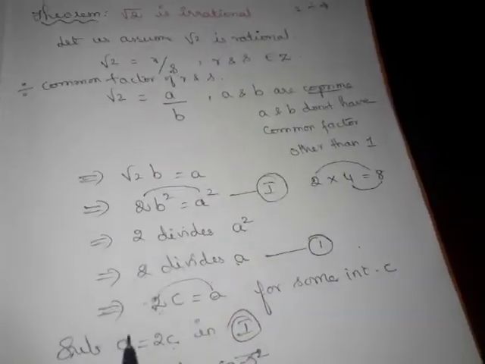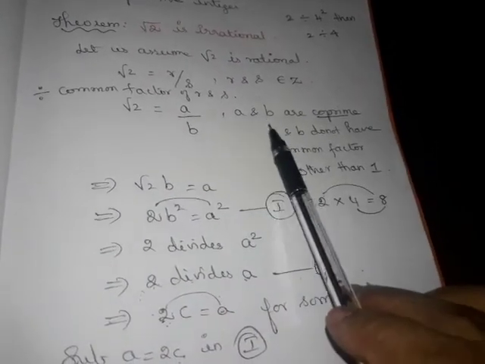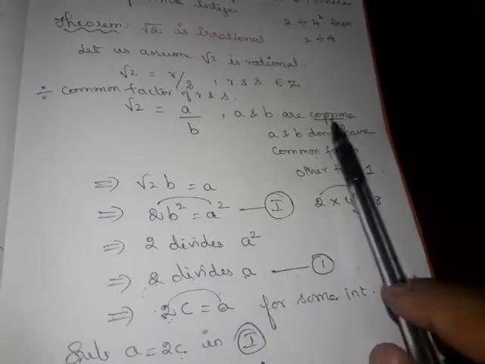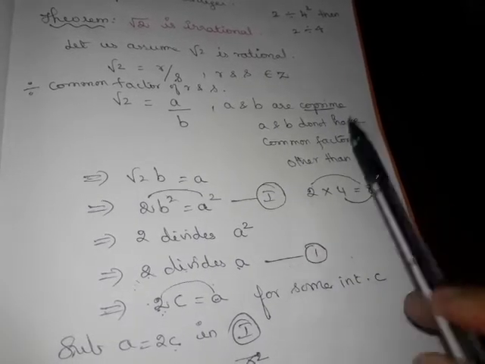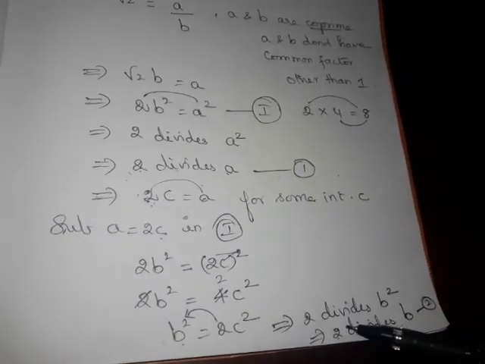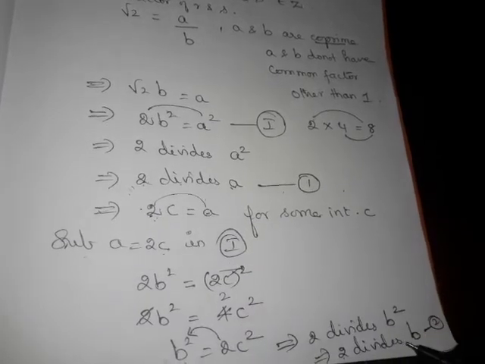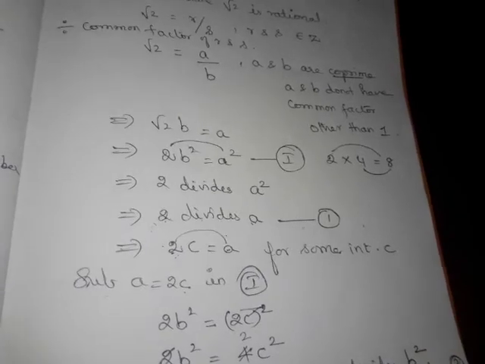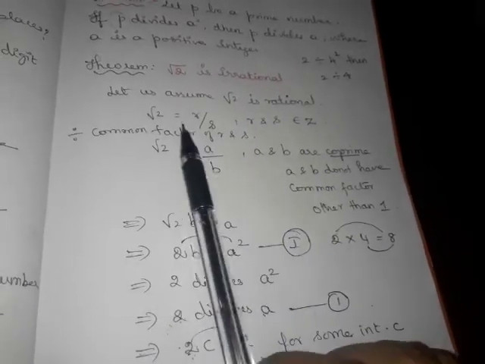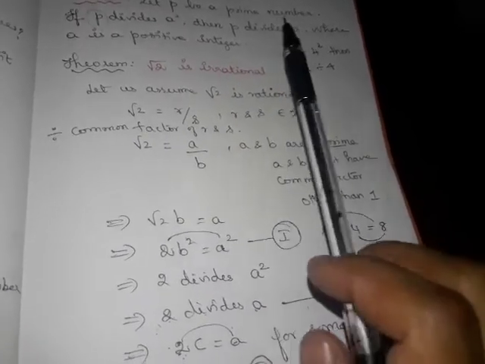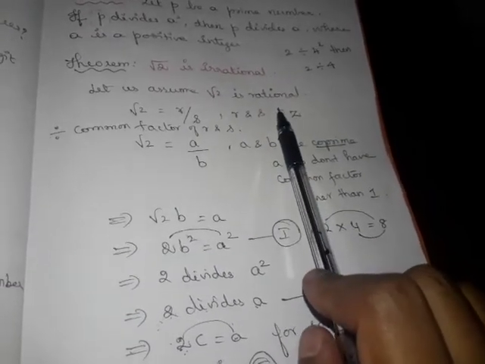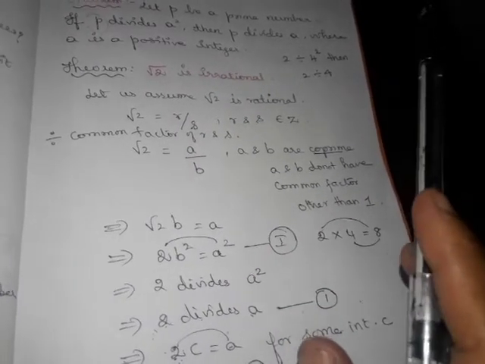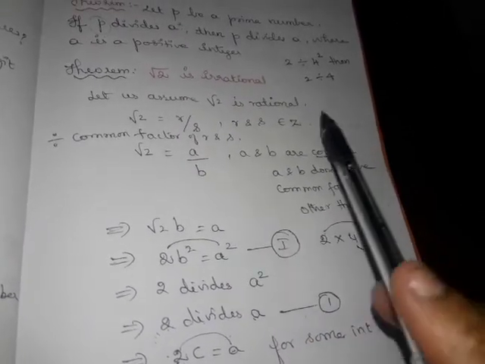But this is contrary to our statement that a and b are co-prime. Yes or no? We started initially with a and b being co-prime, which means a and b do not have a common factor. But we arrived at a condition that a and b have 2 as a common factor, which is a contradiction. Why did we arrive at a contradiction? Because initially we made a wrong assumption that root 2 is a rational number, which is not possible, and hence root 2 is an irrational number. Yes, hope you understood.